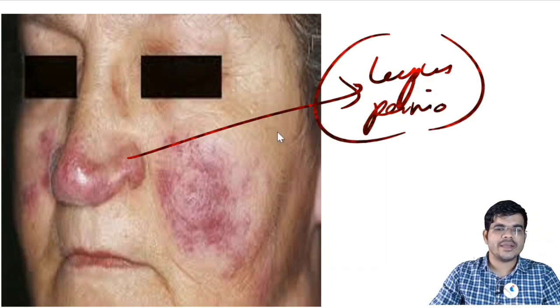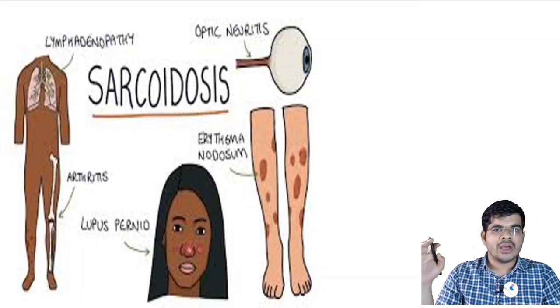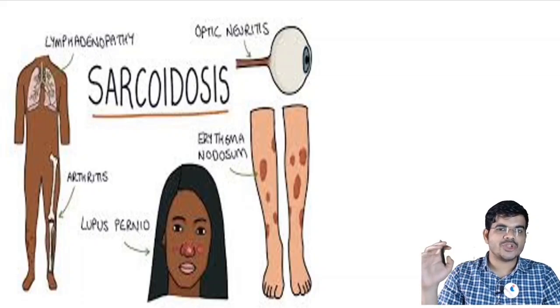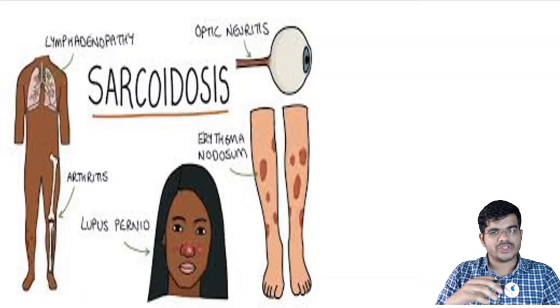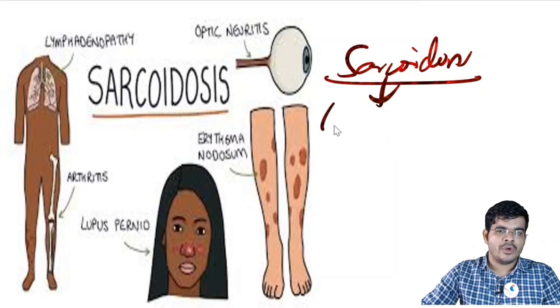This violaceous patch is seen associated with sarcoidosis, which is another granulomatous condition, but here you have non-caseating granuloma instead of the caseating granuloma, which is seen associated with tuberculosis. You have the non-caseating granuloma in case of sarcoidosis. Okay, so sarcoidosis manifests as lupus pernio. Okay, lupus pernio in the nose.